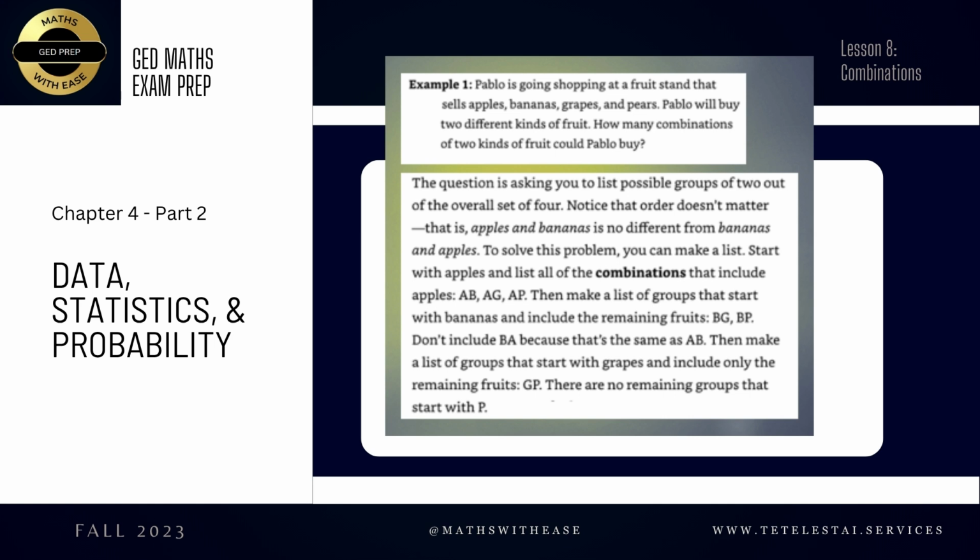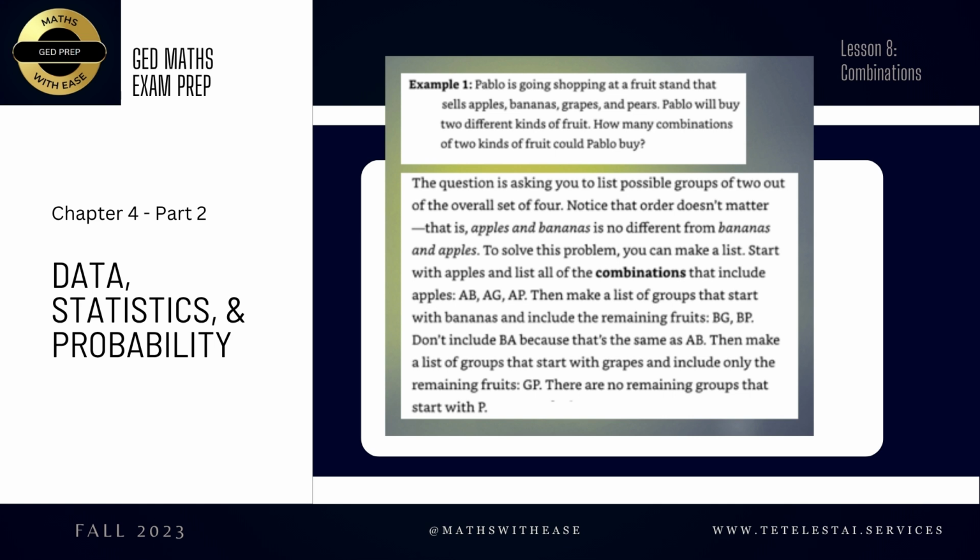Then you want to make a list that starts with bananas and includes the remaining fruits, right? So he could buy bananas and grapes, he could buy bananas and pears. And remember, we're not saying that he can buy bananas and apples, because we've already established that apples and bananas and bananas and apples are the same thing, and we've already accounted for that combination in our first list, okay? So in the second list, you would just start with the next fruit. You could buy bananas and grapes, or bananas and pears, right? And then you would do the same for the remaining combination, which is simply grapes and pears left over.